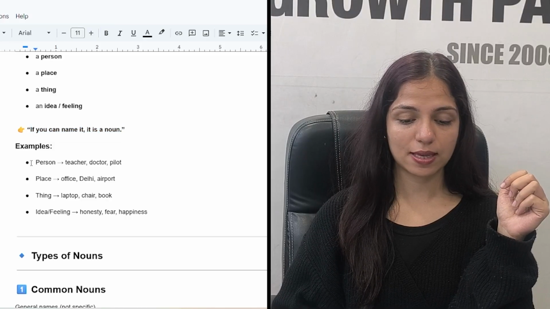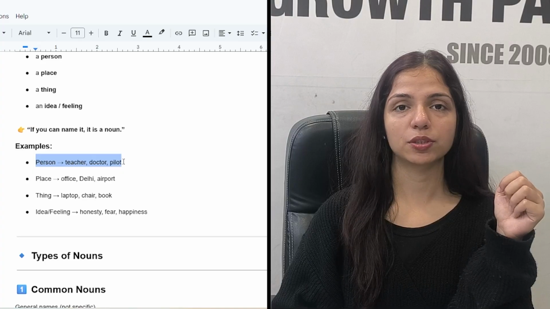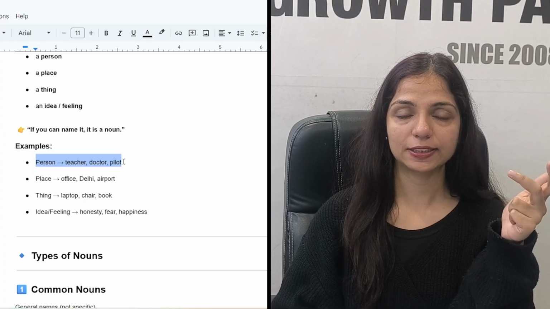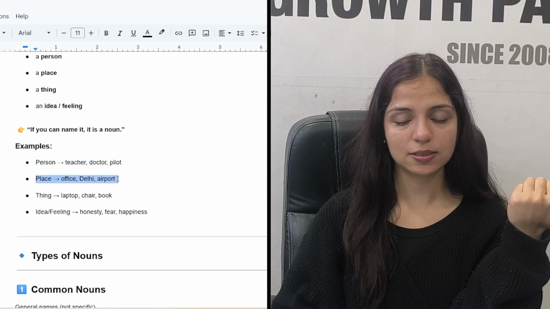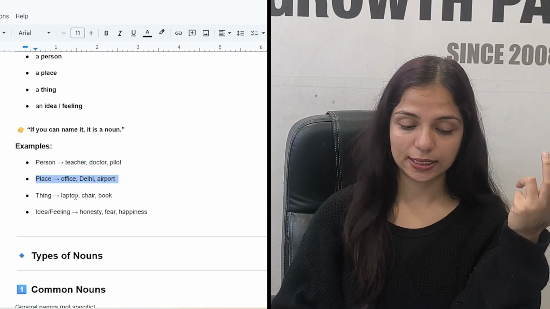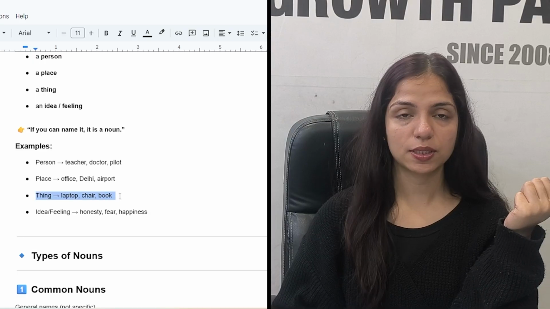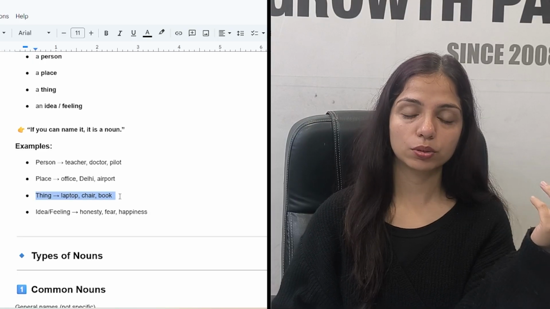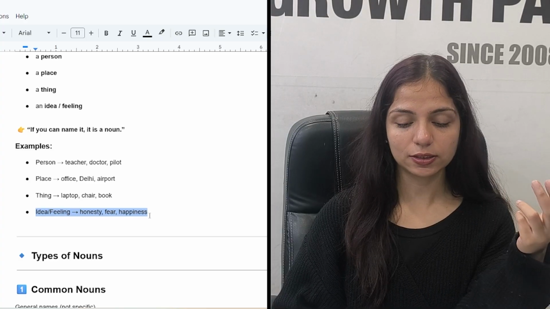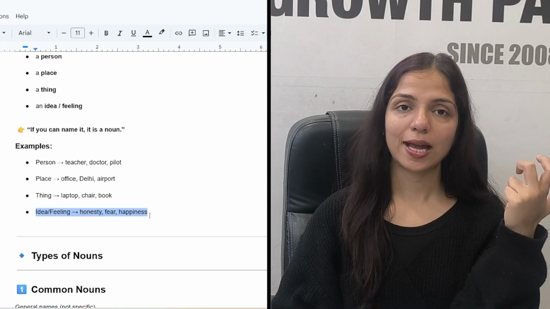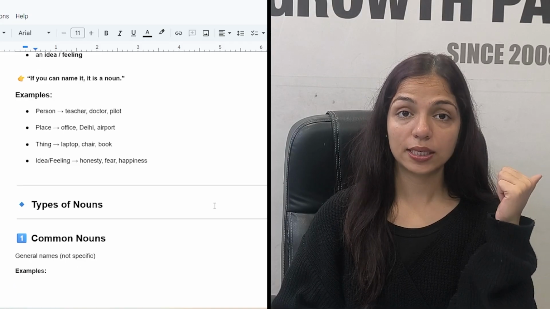Okay, so let us see examples. For a person, you say teacher, doctor, pilot. These are all nouns in terms of person. Then the place, like airport, office, Delhi. In terms of things, we can say laptop, chair, book. And in terms of idea or feeling, again, as I said earlier, honesty, fear, happiness, these are also nouns.